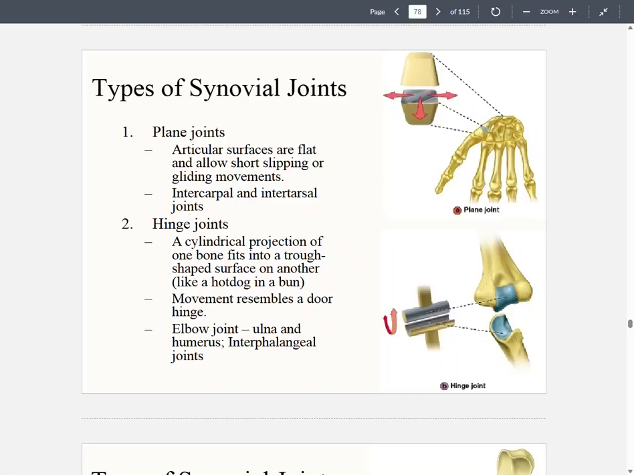The ulna and the humerus are forming this hot dog and hot dog bun type shape, and it's actually shown here, by the way. The other place we see this is our interphalangeal joints. So start bending your fingers, straighten and bend, straighten and bend. That's a hinge joint. Each bend in your finger is a hinge joint.